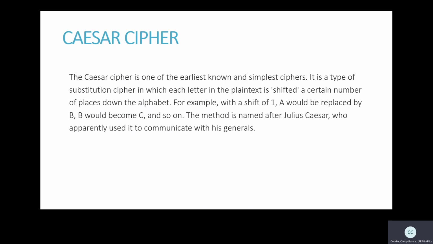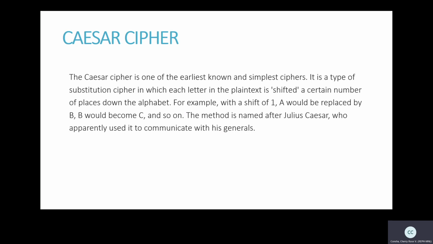Okay, so next we have Caesar cipher. Caesar cipher is one of the earliest known and simplest ciphers. It is a type of substitution cipher in which each letter in the plain text is shifted a certain number of places down the alphabet, depending on the count. For example, with a shift of 1, A would be replaced by B, B would become C, and so on. So if you shift 2, now you will shift 2 places. A would be replaced by C, and so on until we start again with A after Z.